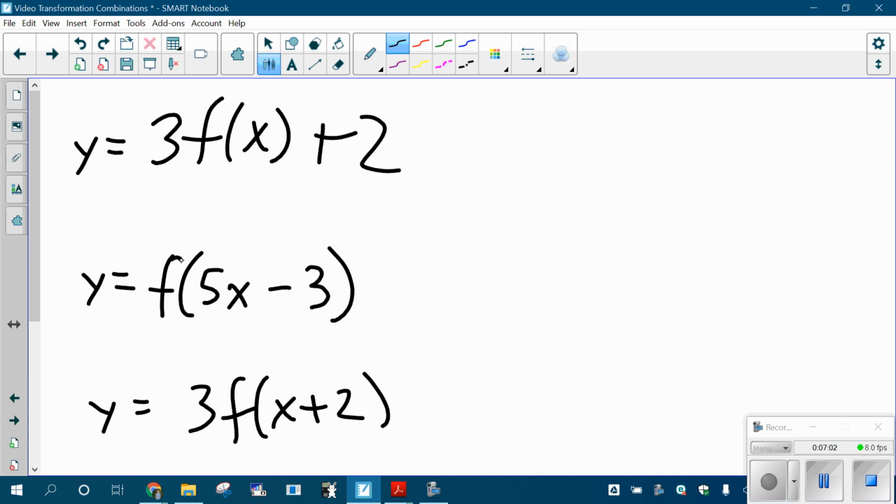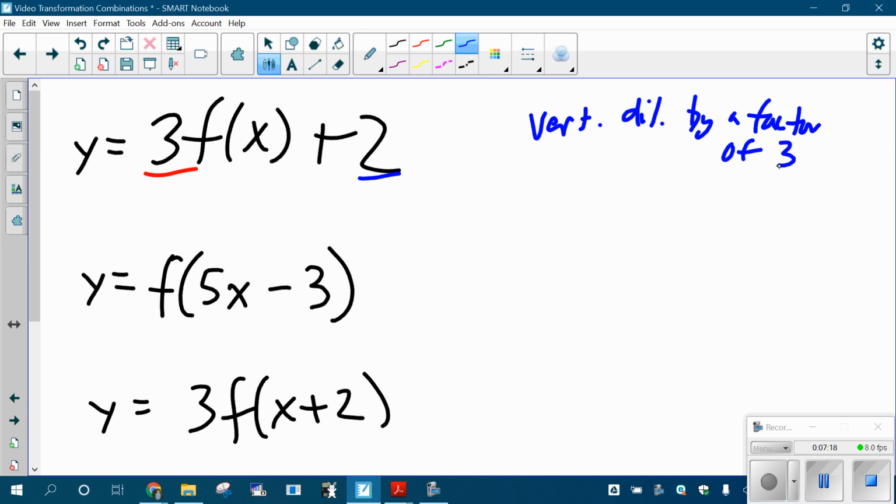So here, I have two numbers that are both on the outside. They're both vertical transformations. One of them is a vertical dilation by a factor of 3. The other one is a shift up 2. Do I do the multiplication first or the addition? Well, it's vertical, so it works normal, meaning I do the multiplication, the dilation first, and then I do the translation. And I like to put that little 1 and 2 there to help me remember the order.